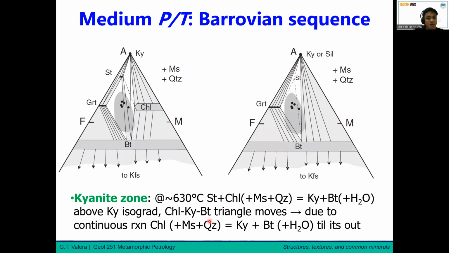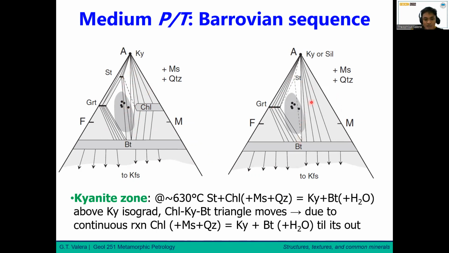Ano pa? Okay, so ito yung kanina, yan. So, staurolite plus chlorite until eventually, in the kyanite zone, staurolite plus chlorite becomes kyanite plus biotite. Above the kyanite isograd, the chlorite-kyanite-biotite triangle moves to the right, papunta sa kanan. Due to continuous reaction, chlorite basically keeps breaking down in favor of kyanite plus biotite till it's completely, wala na, till it's out.